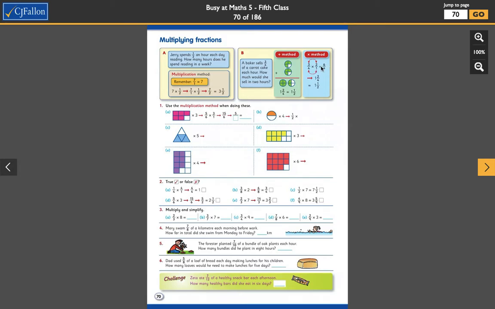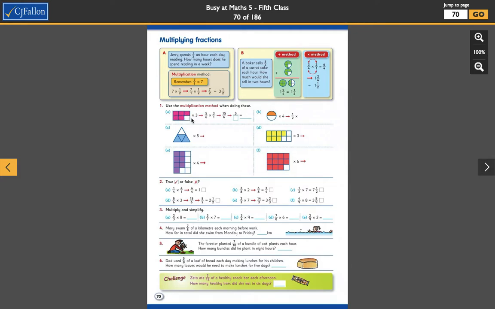Here's my improper fraction. 4 divides into 6 once, and I'm left with a remainder of 2, which leaves me with my 2/4, and I renamed that as 1/2 because 2 can go into 2 once, 2 can go into 4 twice. So using the multiplication method when you're doing these, so here we have 1, 2, 3, 4, 5.